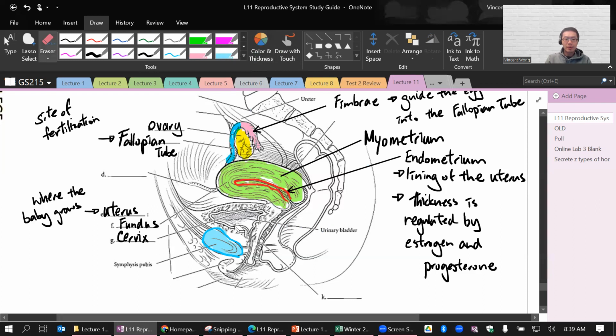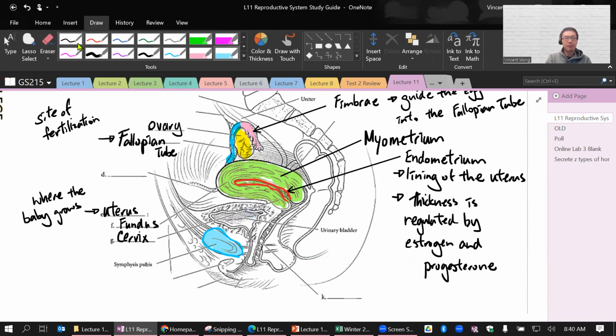There is the urinary bladder. And I think I mentioned this before, right? When a woman is pregnant and the baby grows, the uterus gets bigger and it will push down on the urinary bladder, right? So pregnant women tend to need to go to the bathroom more often.